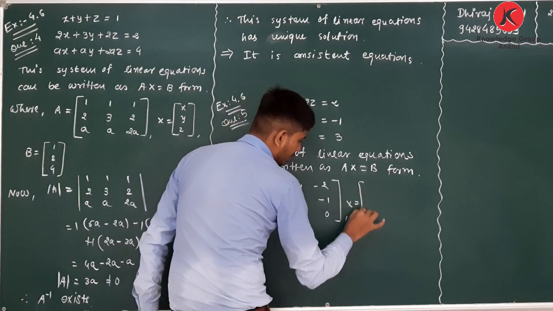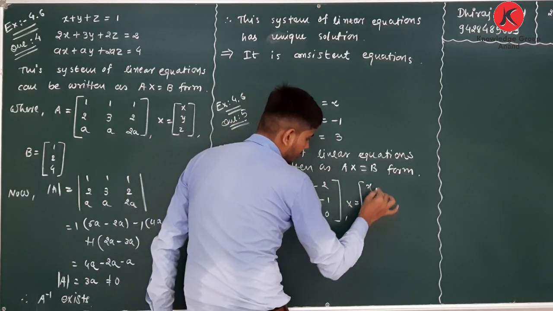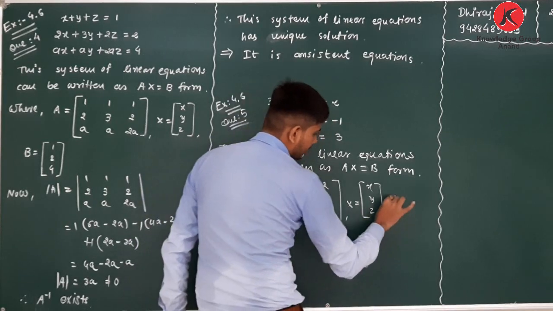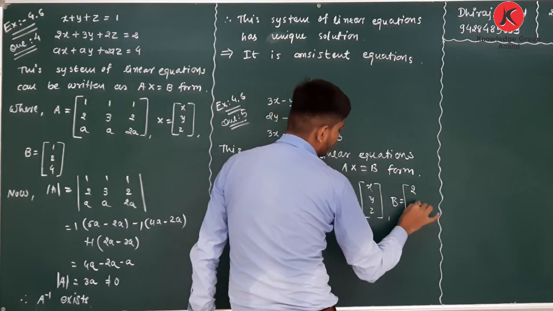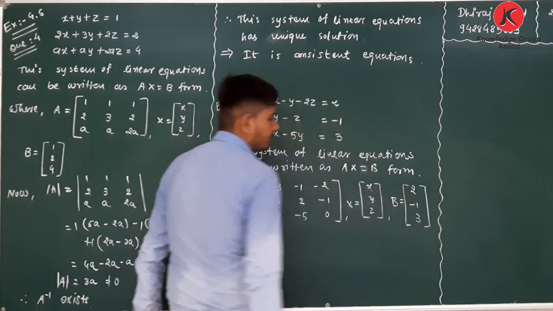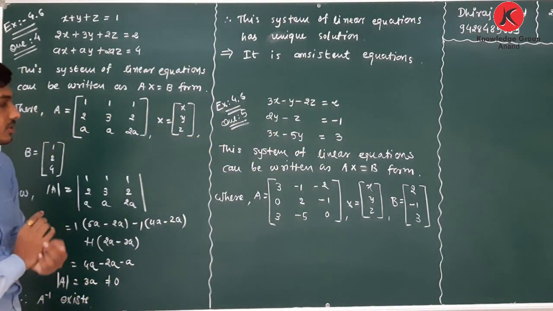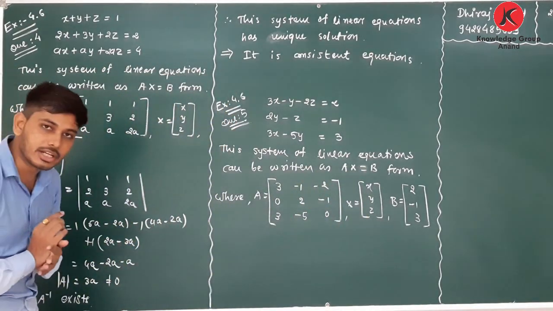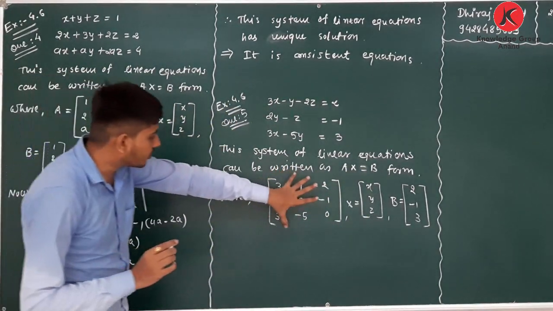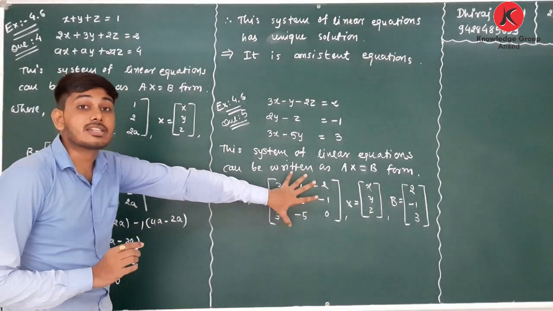X equals the column matrix of variables x, y, z, and B matrix equals, on the right hand side, the column matrix 2, -1, 3. Okay, so this is your AX equals B form. Now we have to check whether A inverse exists or not.